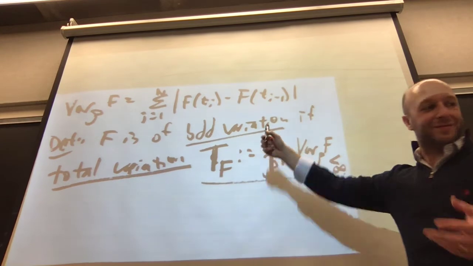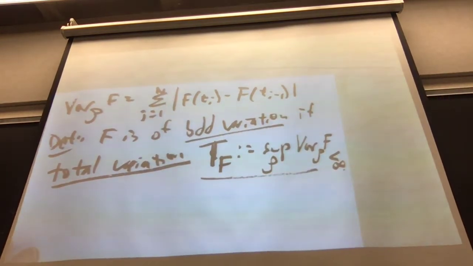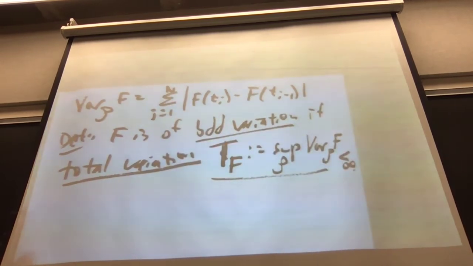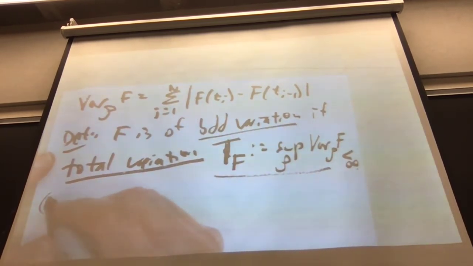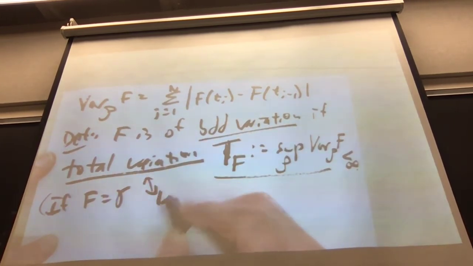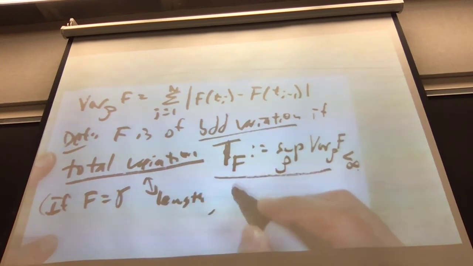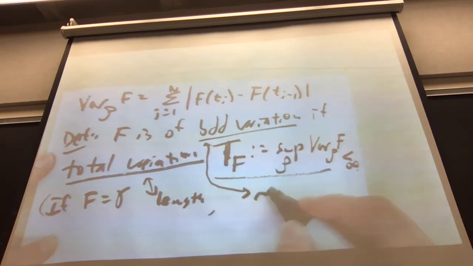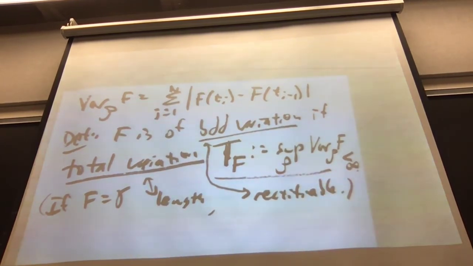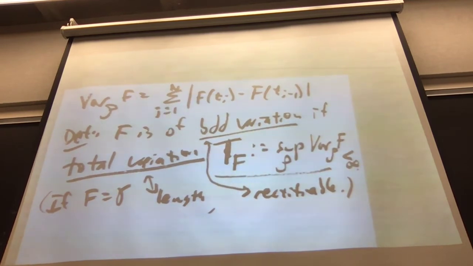Does that make sense? In other words, this just coincides with the previous notion. So if F is a curve, then total variation is length, and bounded variation is rectifiable. These concepts obviously grew up not talking to each other until a little bit later. These words became ingrained.